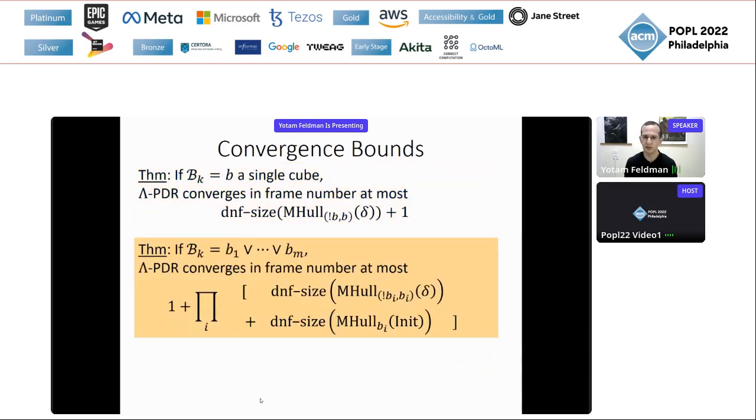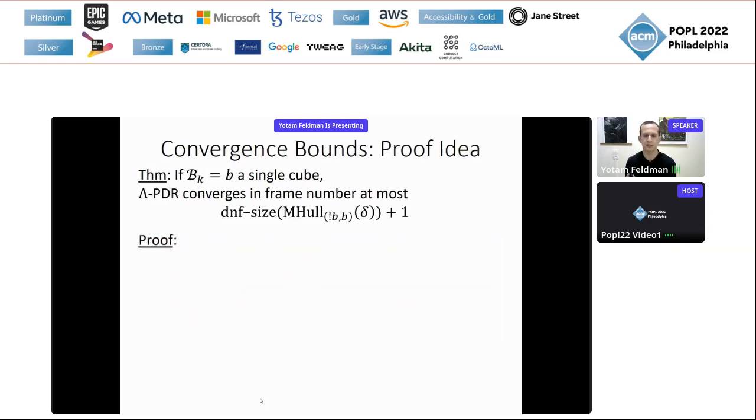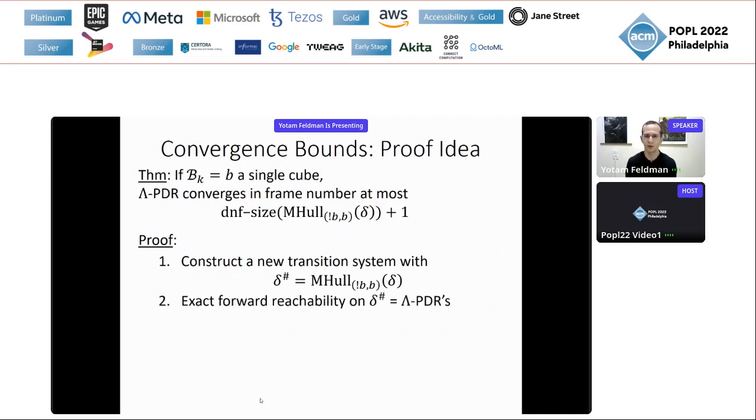We also have an extension of this theorem for the case that BK consists of multiple cubes. And in this case, the bound involves a product of the several monotone hulls, and the details are in the paper. The proof, I think, is interesting because it shows that this monotone hull of the transition relation formula generates a new transition system, which is an abstract transition system, so-called, with the property that exact forward reachability on this new transition system corresponds exactly to lambda PDR. So if we can bound the number of iterations of lambda PDR, all we need to do is bound exact forward reachability on this new transition system. And this we do by the relatively simple bound of the DNF size of the transition relation formula.